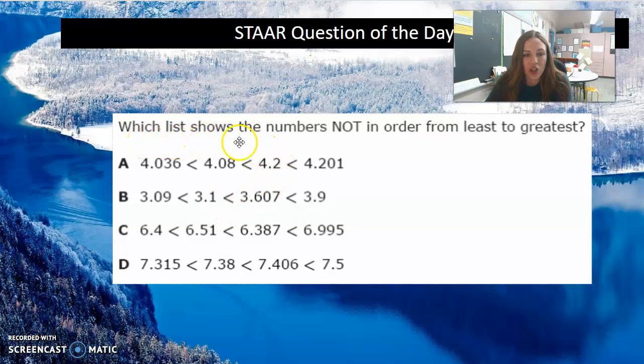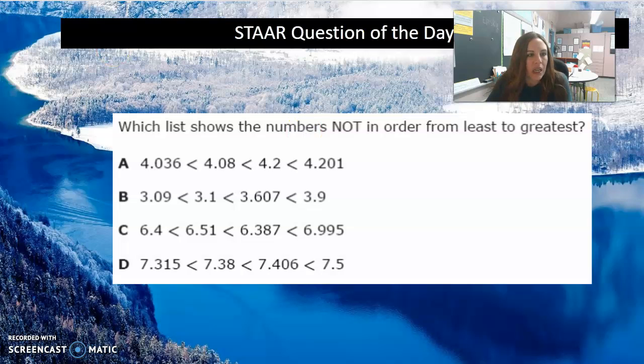Which list shows the numbers not in order from least to greatest? So I want you to push pause on the video and see if you can figure out the answer. Okay, so hopefully you're back and you have picked an answer. So let's take a look at these four choices that we have.